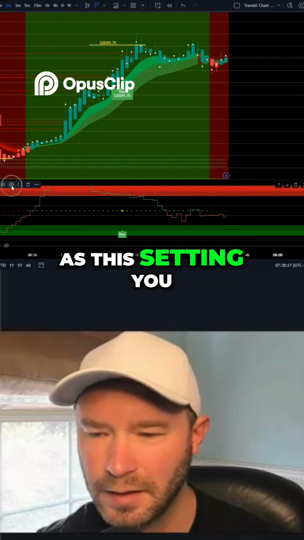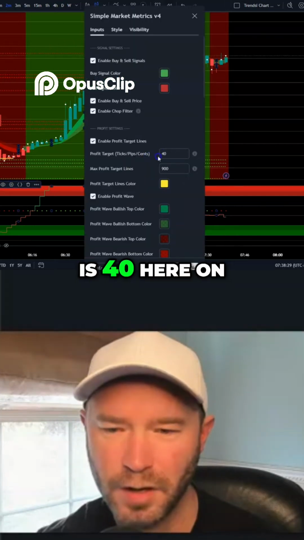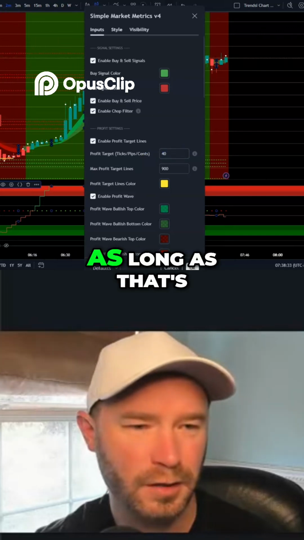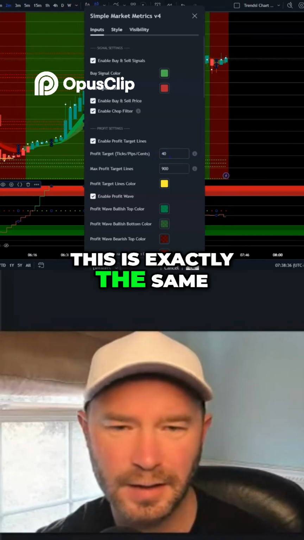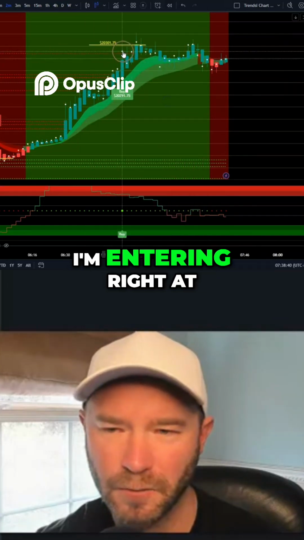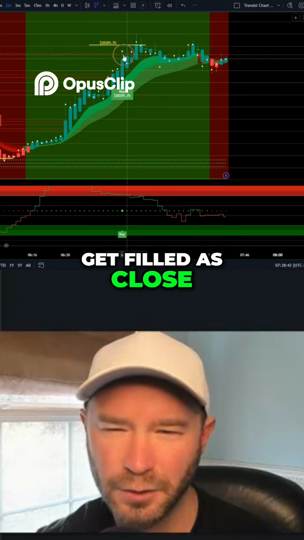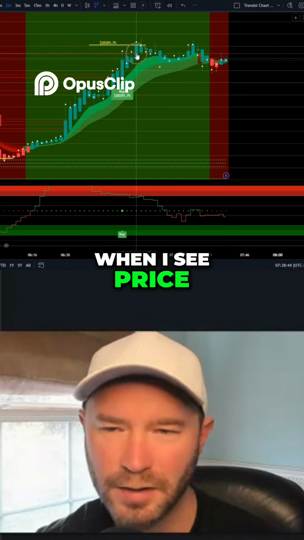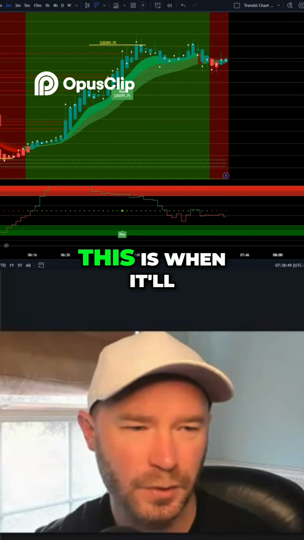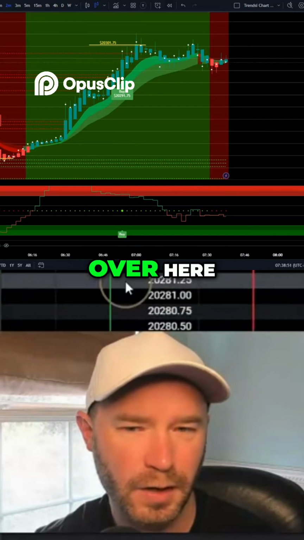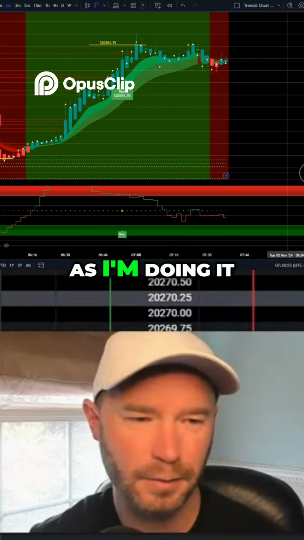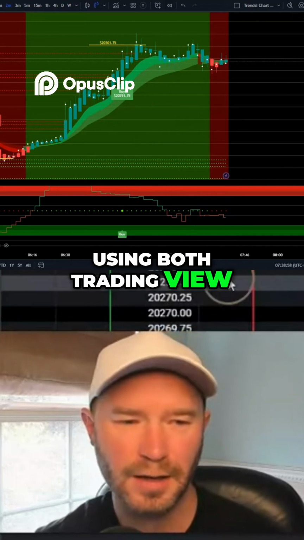As long as this setting, guys take a look, as long as this 40 here on TradingView, since we're on the 2 minute time frame, going for 10 points is 40, as long as that's set at 40, this is exactly the same. So essentially, the moment I get a buy signal, I'm entering right at the candle close to feel as close to that dot as possible. When I see price action cross above this, that is when, since these are both set to 40, this is when it'll close out my trade over here, take profit, and just be done for the day. So that's as simple as I'm doing it using both TradingView and Tradovate.